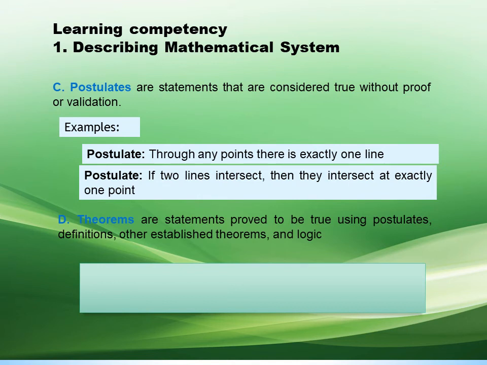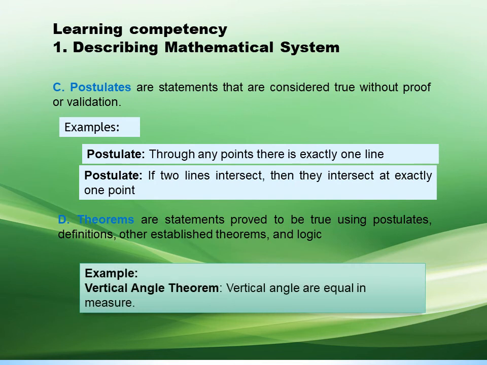D. The theorems. These are statements proved to be true using postulates, definitions, other established theorems, and logic. Example, vertical angle theorem. Vertical angles are equal in measure.